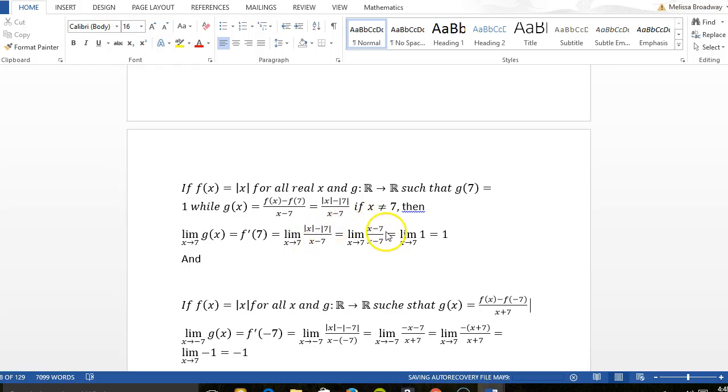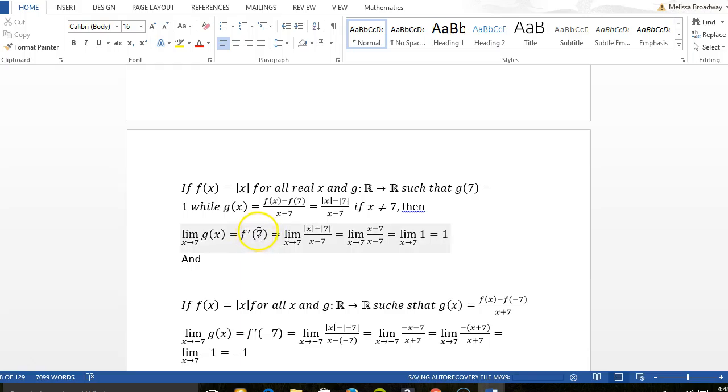Now, absolute 7 is, of course, 7. So we just get x minus 7 over itself. That's just 1, and we know that the limit as x goes to 7 of 1 is 1. So f prime of 7 equals 1. And you know what? 7's not sacred at all. I could replace 7 with any positive number.